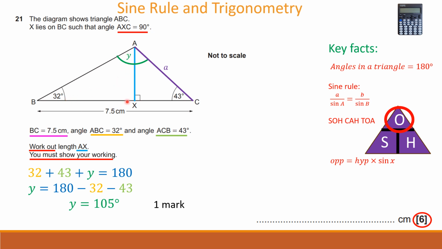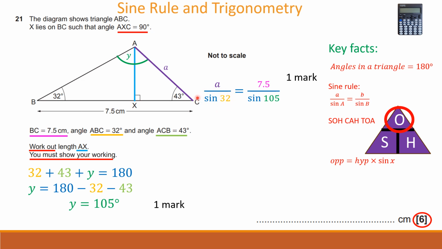Then the other two pair I know are these ones here. So it's going to be the length, which is 7.5, divided by sine of the angle, which we know is 105. If you wrote this, we get our second mark. So the first mark was identifying 105 for this top angle. Second mark for using the sine rule with the values that you've got.